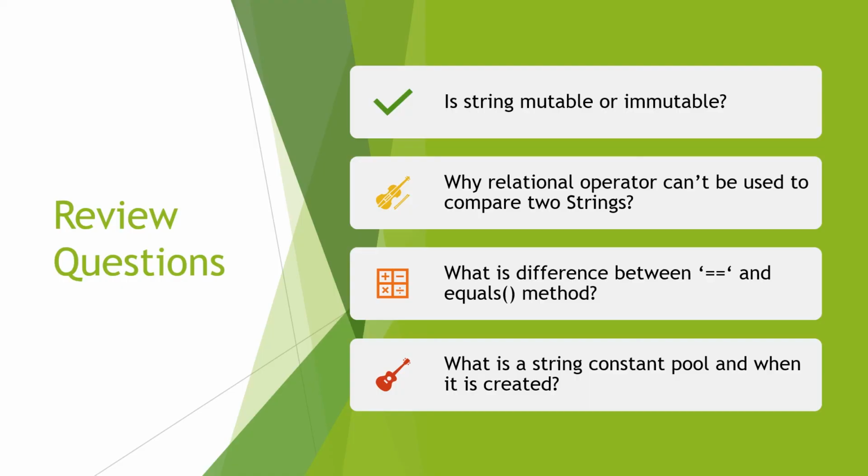Now we come to the review questions section. First question: is a string mutable or immutable? Why can't relational operators be used to compare two strings? What is the difference between double equal and the equals method? What is the string constant pool and when is it created?